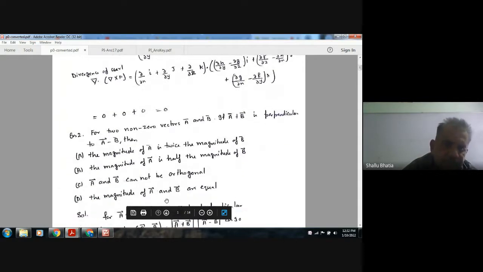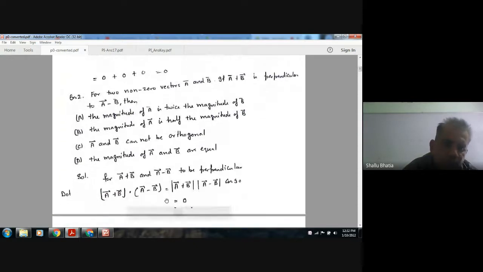Okay, next. For two non-zero vectors A and B, A plus B is perpendicular to A minus B. Then option A, the magnitude of A is twice the magnitude of B. Option B, the magnitude of A is half the magnitude of B. Option C, A and B cannot be orthogonal. D, the magnitudes of A and B are equal.